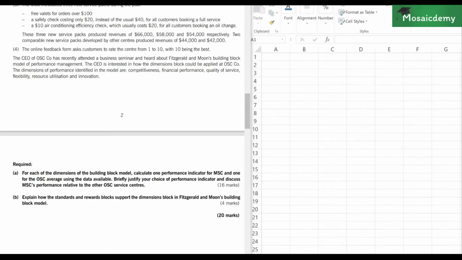So we need to give justification and discuss MSC's performance relative to the other OSC service centers, and we need to do a comparison. The main issue that students have in such a long requirement is they fail to hit all the parts of the requirement. So read it step by step, sentence by sentence, and jot down your requirements so that you make sure you address all of them, right?